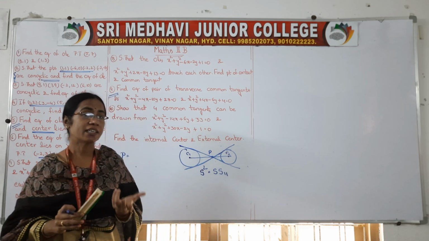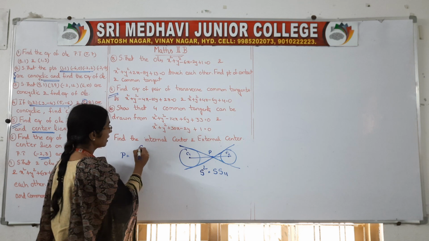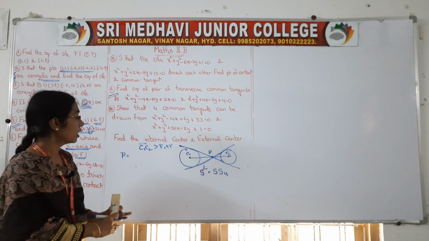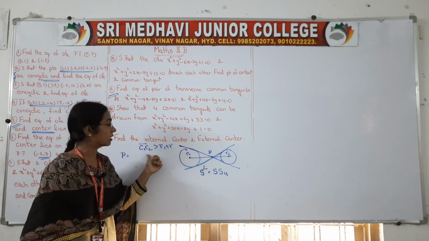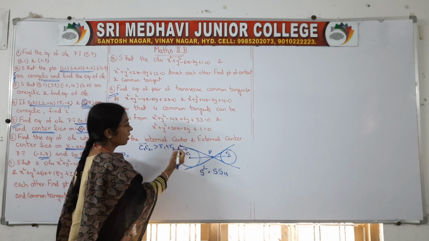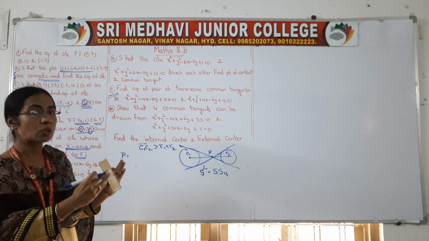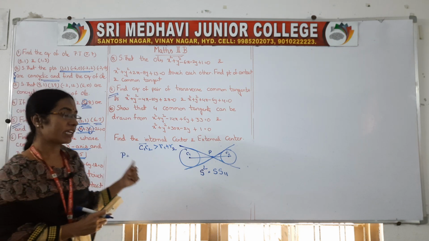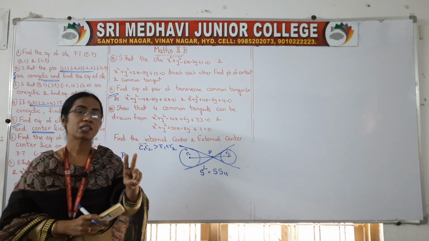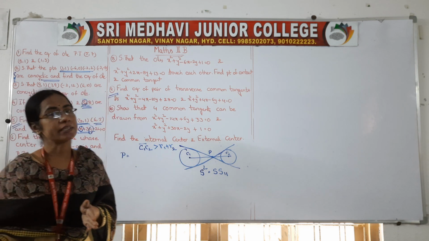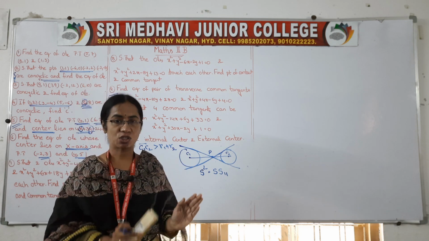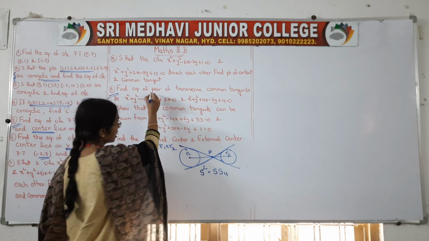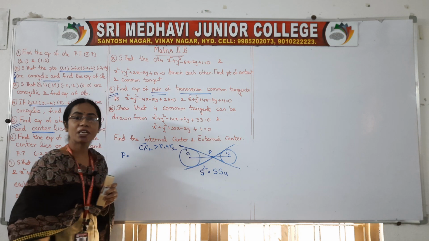When do we get transverse common tangents? If the condition is C1C2 greater than R1 plus R2, that is, the distance between the two centers is greater than R1 plus R2, then there will be two pairs of common tangents. One pair is direct common tangents, and one pair is transverse common tangents. Here the question is the pair of transverse common tangents.